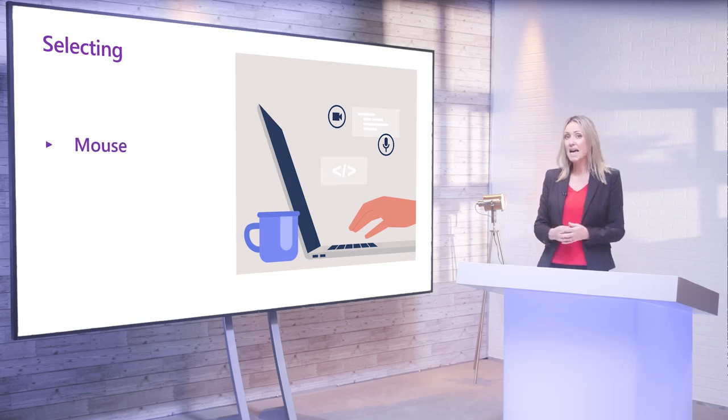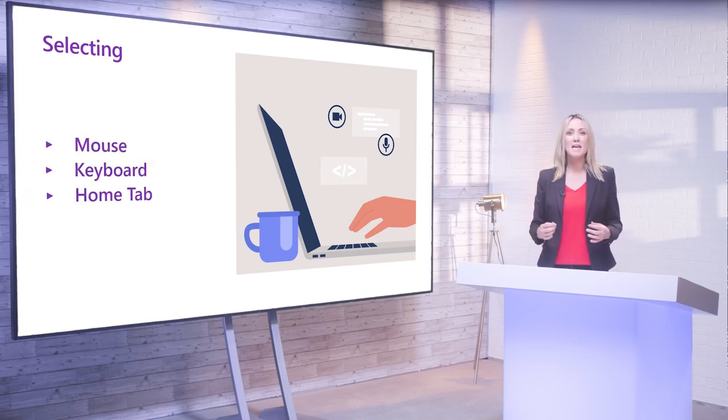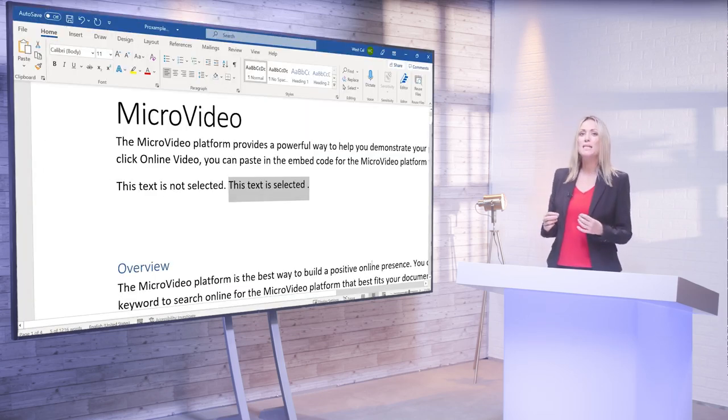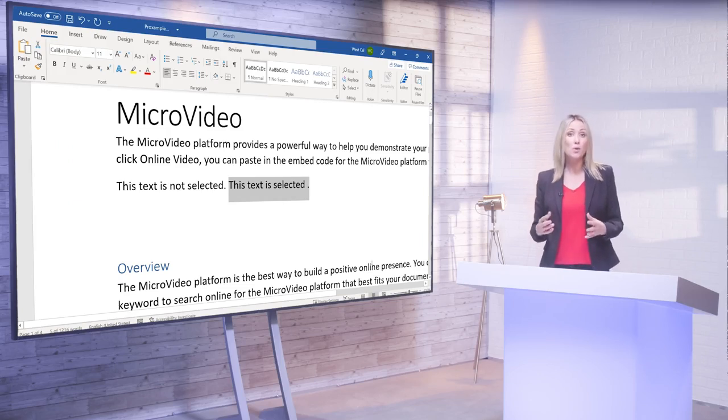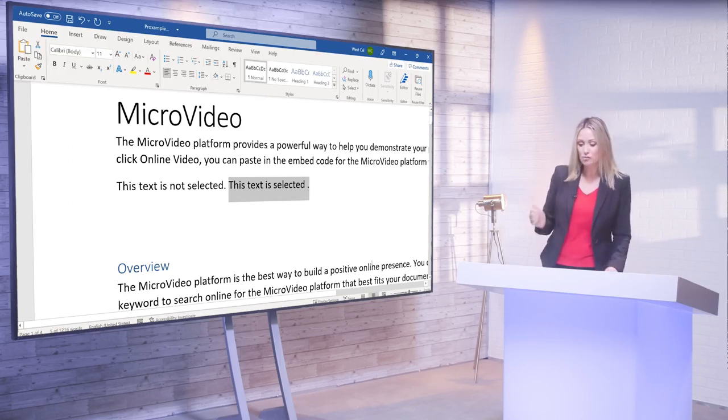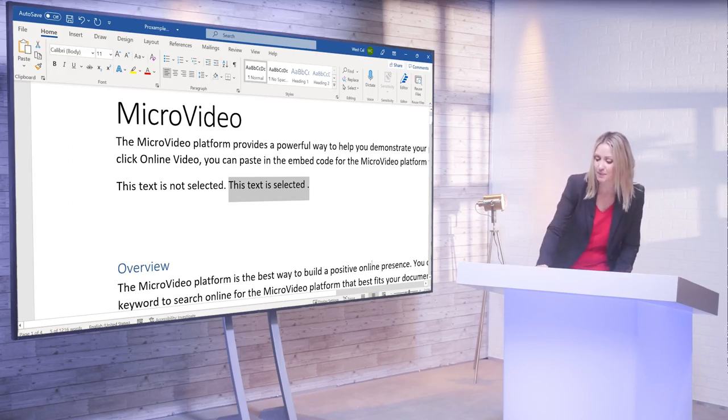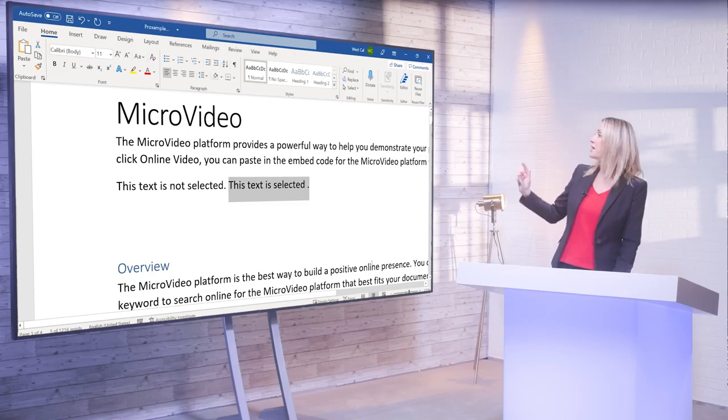We'll explore these methods of selecting: selecting text with the mouse, selecting text with the keyboard, and selecting text and objects using the Home tab. Most often you will select text using your mouse or other pointing device. You click and drag with your mouse to select text. When text is selected, the text appears highlighted. Remember, when text is selected, any changes you make will be applied to the entire selection.